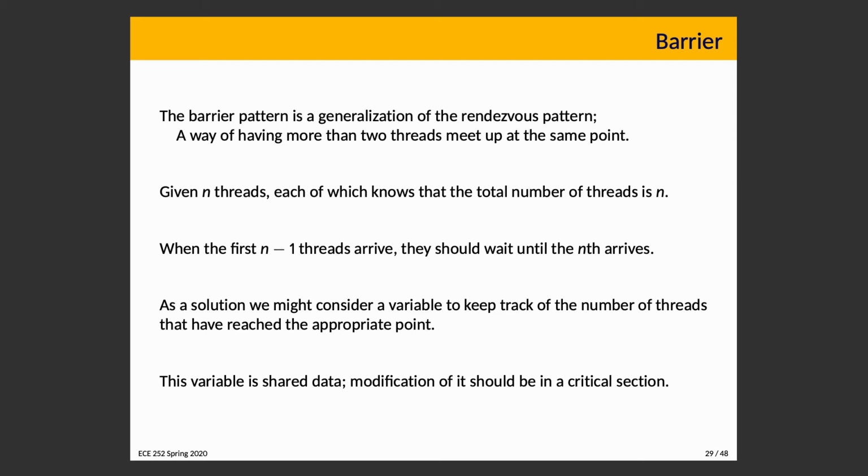So, given n threads, each of which knows that the total number of threads is n, the behavior that we're looking for is that when the first n-1 threads arrive, they should wait until the last one gets there. As a solution, you could keep track of the number of threads that have arrived at a given point. This is going to be shared data. If they're each going to increment this count saying, oh, I have arrived, then we have to put that in a critical section.